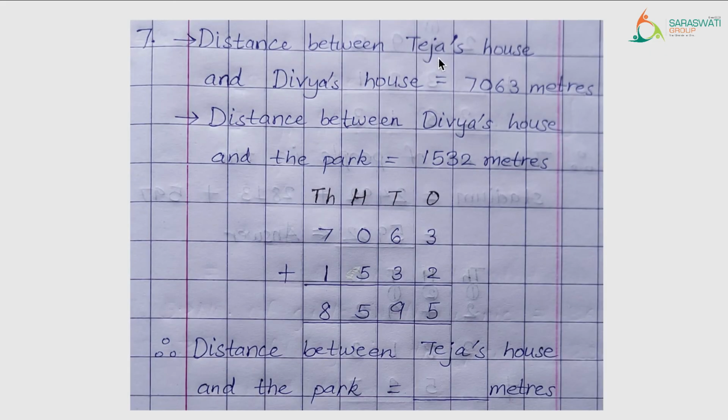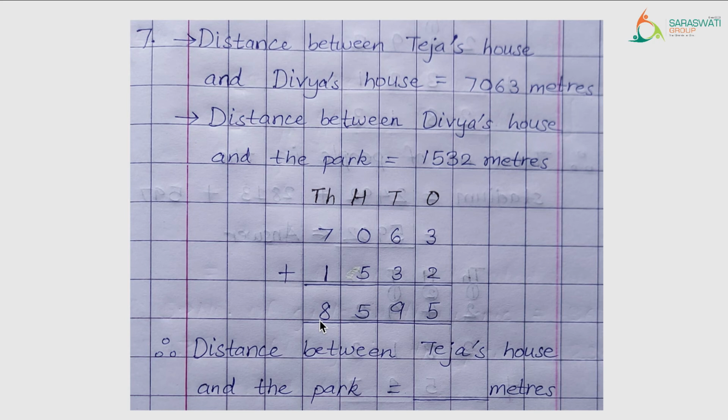Distance between Teja's house and Divya's house is equal to 7063 meters. And students, do not forget this unit over here. Next statement, distance between Divya's house and the park is equal to 1532 meters. Right? Now students, we have to add these two distances. So mentioning the places over here and दोनों addends, दोनों numbers लिखे हैं and addition sign, and we have to carefully perform the addition operation, right?